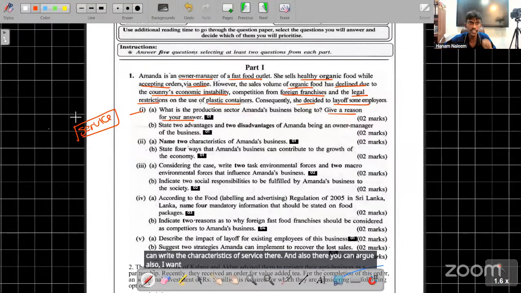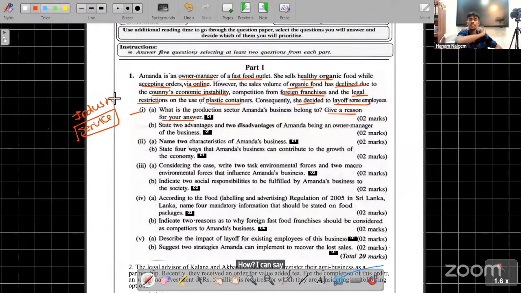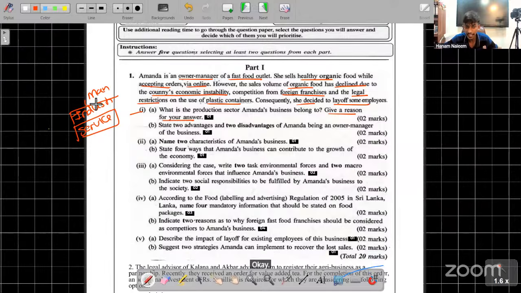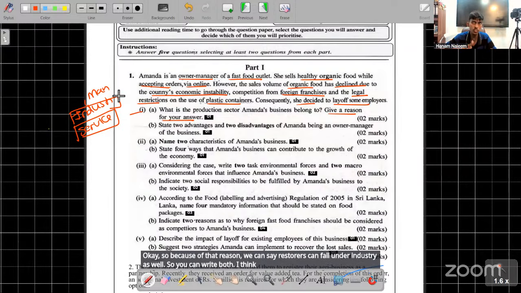I want another argument. I can say this falls under industry as well. How? Yes, restaurants provide you a service, an intangible activity, but we can say it falls under industry also. How? Very good. They are manufacturing goods. They are manufacturing food items. They produce food, right? Under industry you have one which is called manufacturing. Because of that, we can say restaurants can fall under industry as well. So you can write both. I think in the scheme they have given both, industry as well as service. You can go with both answers.